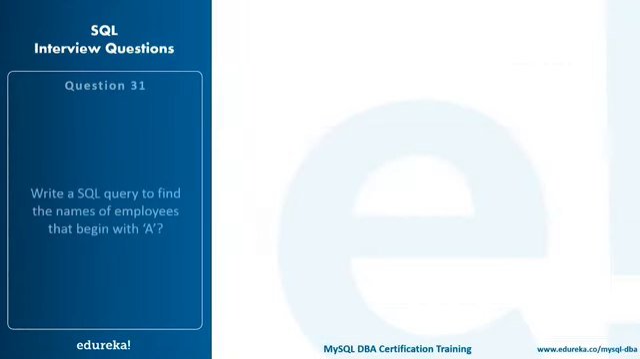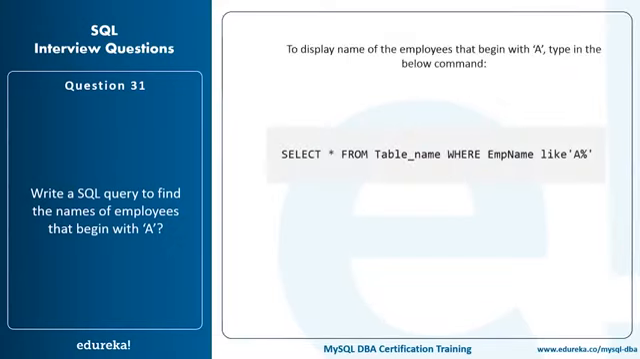Now let's move forward to our next question, that is write a SQL query to find the names of employees that begin with the alphabet A. Now to display the names of employees that begin with A, you can type in the command like select star from table name where you mention your table name, where employee name, because I'm considering an employee table in the scenario, like 'A%' in quotes. So when I say A%, all those names starting with A and having any letters or any characters after that would be selected. So guys, that's how you can write a query to find the names of employees that begin with A.